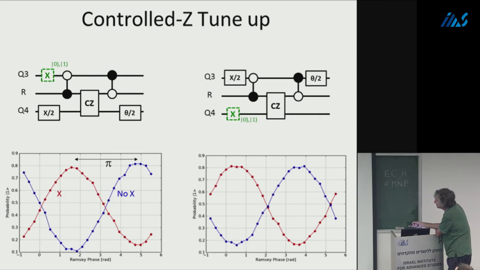So here's no X is a 0, X here is a 1. We see a pi phase shift corresponding to control Z. And then you can do it the other way, and again, you see another pi shift. So this shows that the basic operation works.